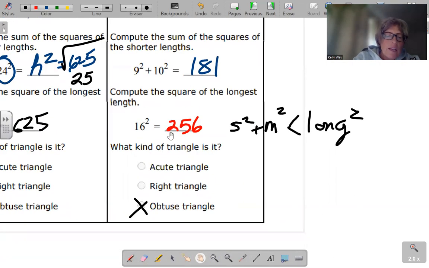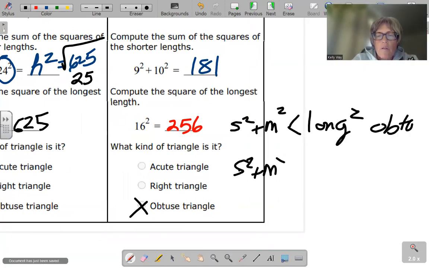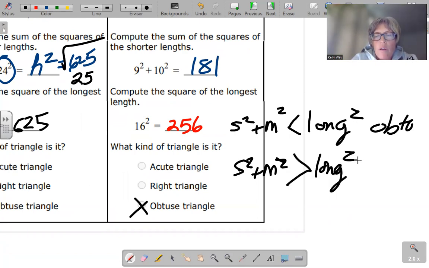If it was like this, it is obtuse. If the small side squared plus the medium side squared is greater than the longest side squared, then it would be acute.